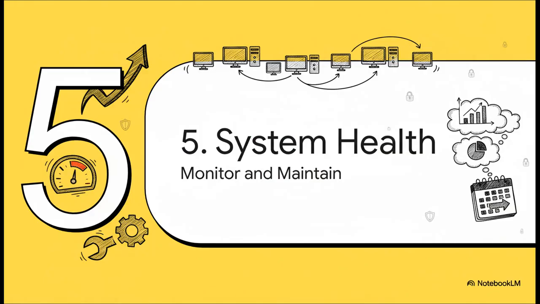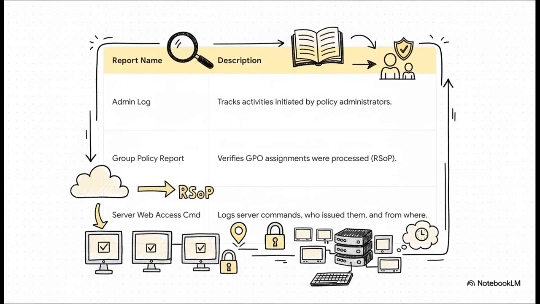And that brings us to our final section, keeping your system healthy. Because let's be honest, deployment is just the beginning, right? A truly effective administrator is always monitoring, always reporting, and always planning for what comes next. And SEE gives you some fantastic visibility with its reporting tools. The admin log tracks everything your policy admins are doing. The group policy report gives you what's called the resultant set of policy, or RSOP, which is just a fancy way of confirming that your clients are getting the exact policies you intended. And the server web access report provides a complete audit trail of every command issued.